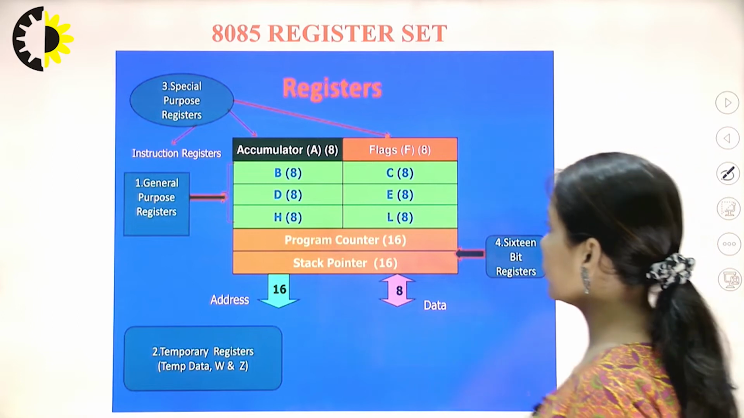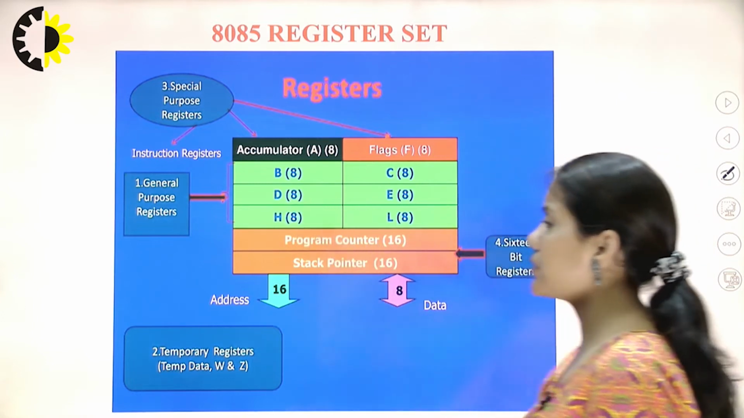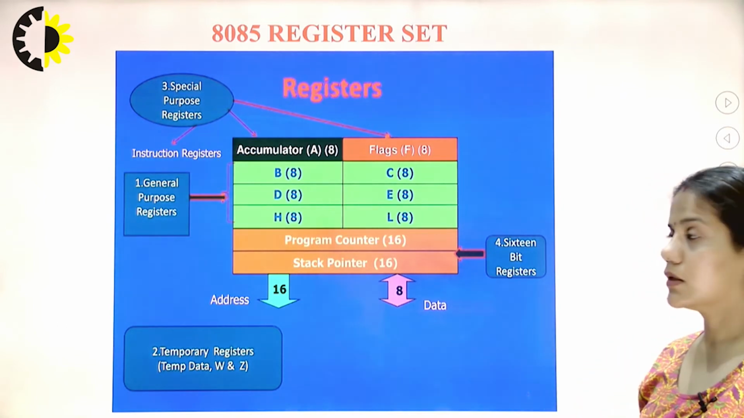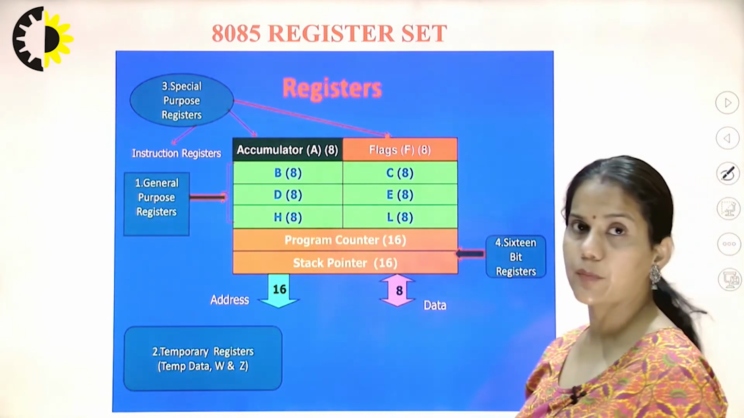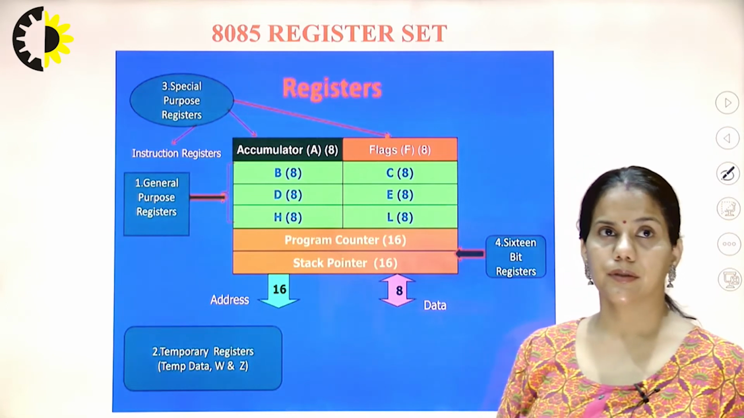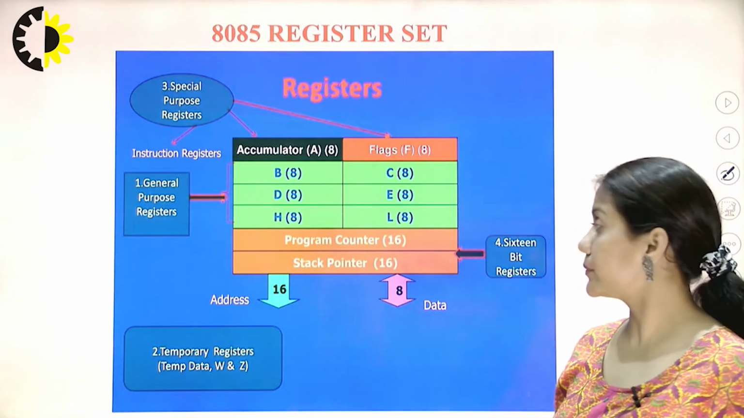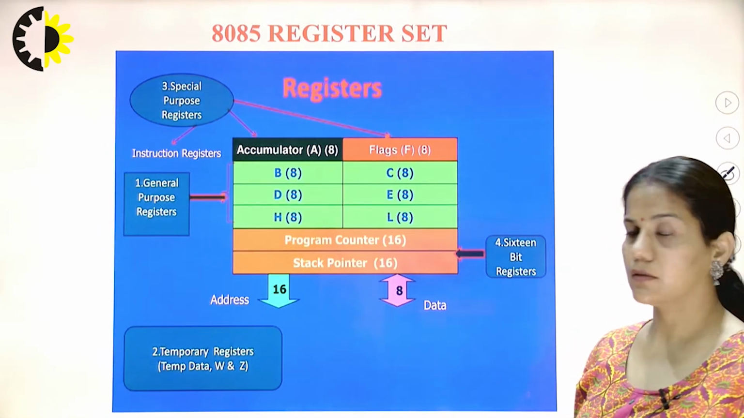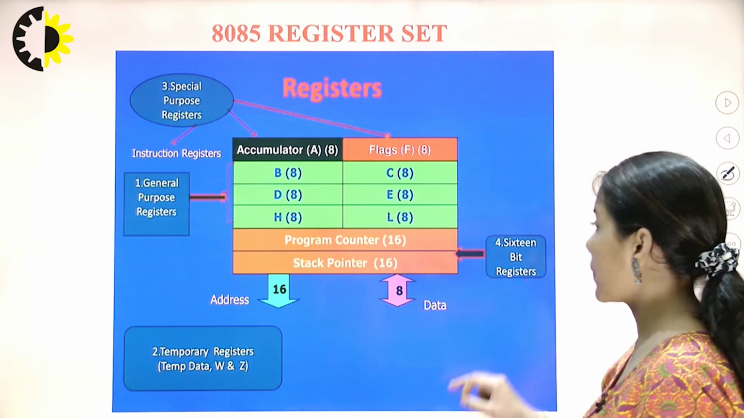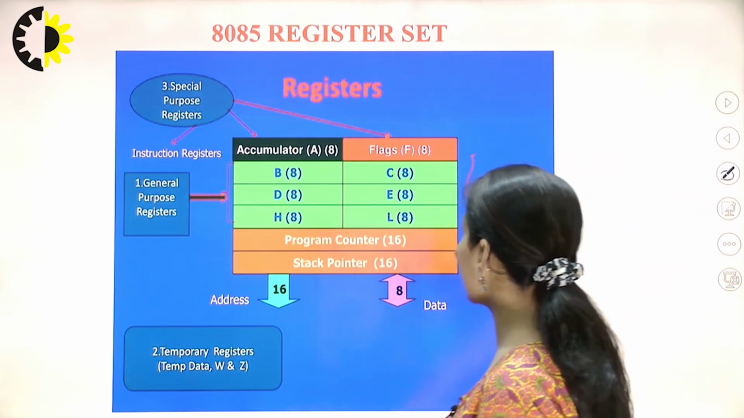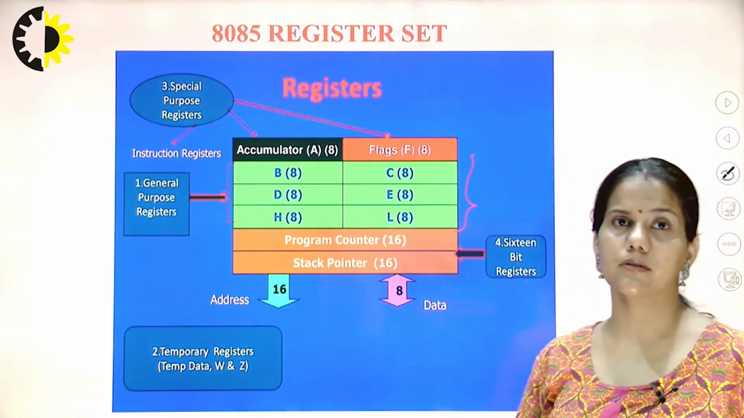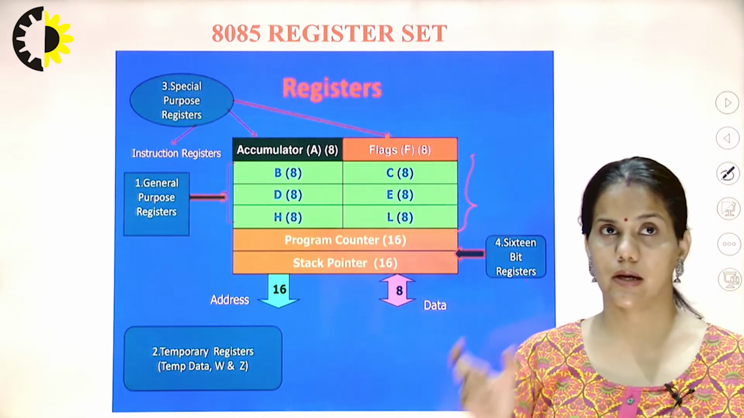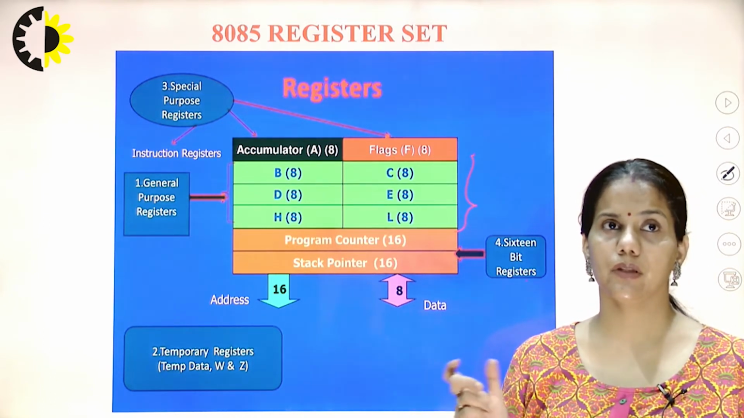When we talk about the registers, there are the 6 general purpose registers, that is B, C, D, E, H, L. Program counter and stack pointer are the special purpose registers, that is the 16-bit registers. The general purpose registers can also be used as 16-bit registers, but in pairs, that is B can be paired with C, D with E and H with L.